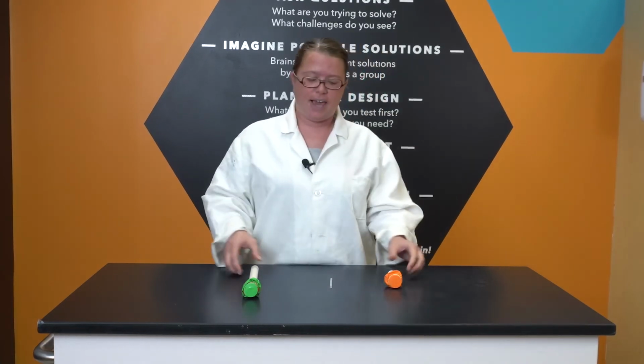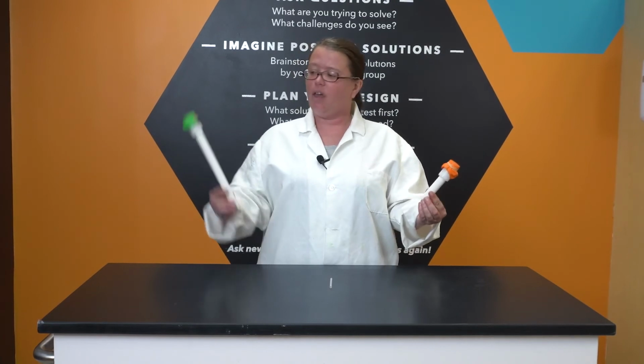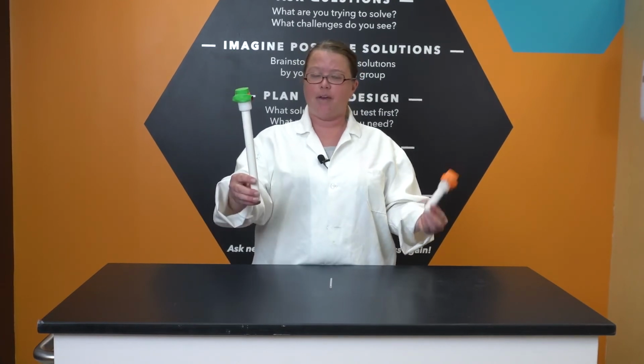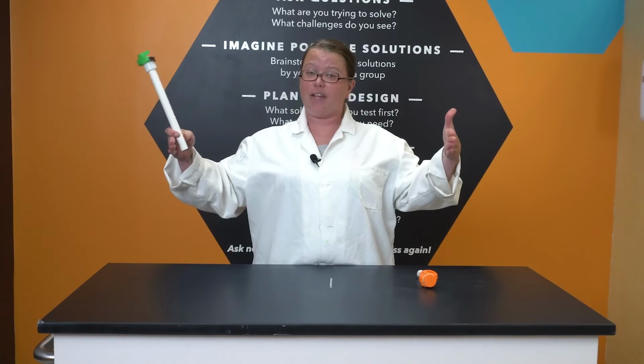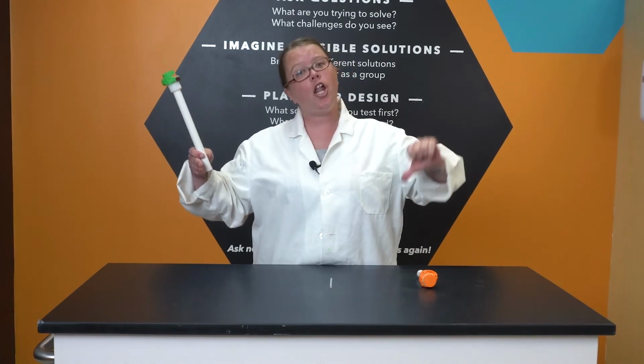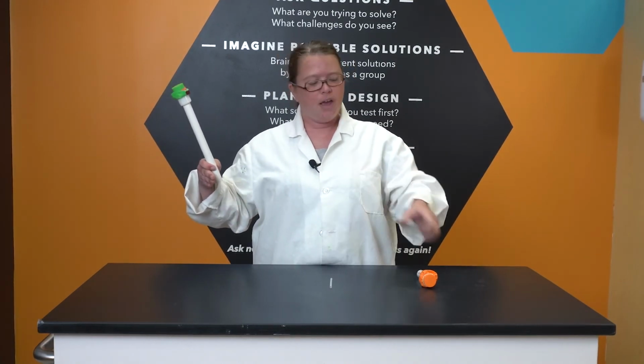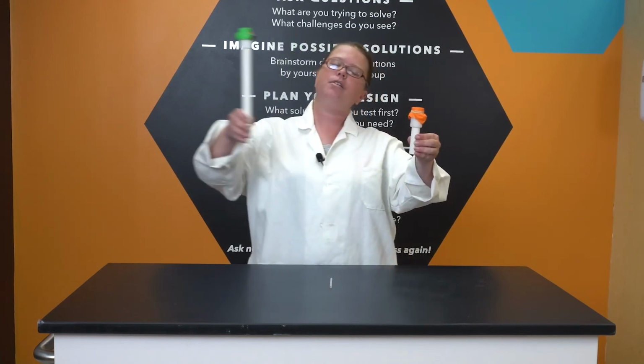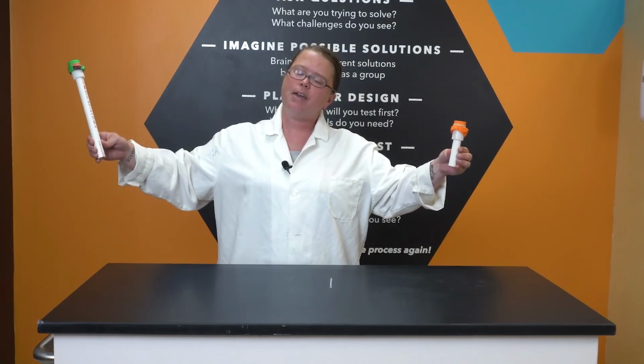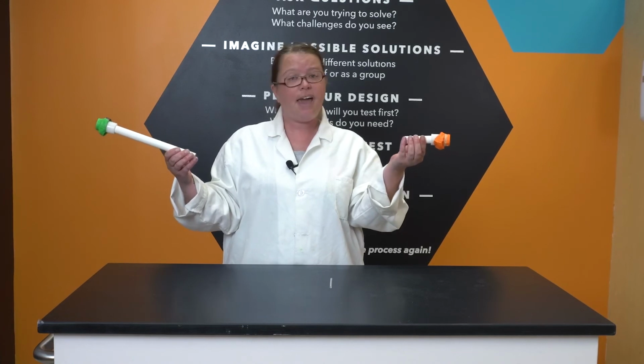So, in the case of our PVC horns, the longer the PVC pipe, the longer the wavelength of the sound, and the lower the pitch of the sound. If we had all different lengths of PVC pipe, we could create a musical scale.